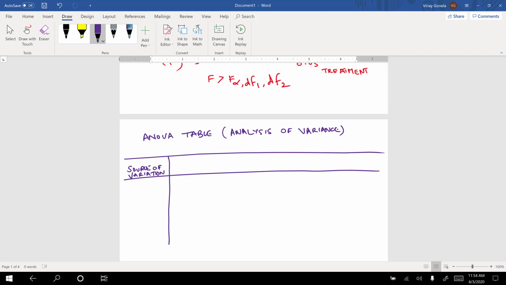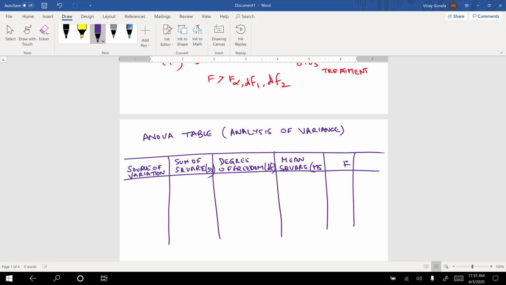So after the source of variation, the second thing is sum of squares. Usually the variation is represented by sum of the squares. And then we have a degree of freedom, and then we will have mean square. So degree of freedom is DF, sum of the squares is SS, and mean square is MS, and then your F value, and some of them will give F significance. So this is the P value. When they say F significance, it means P value.